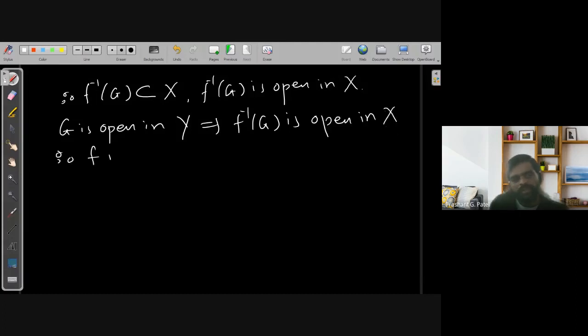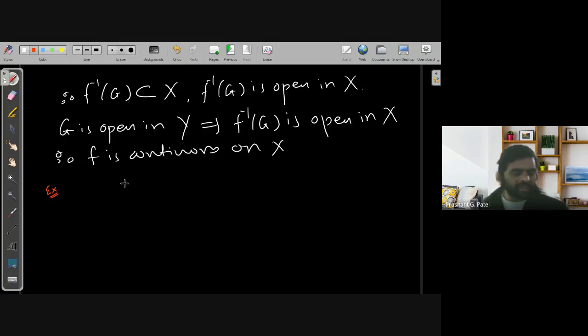Therefore, F is continuous on X with a discrete metric. So if any discrete metric is there, then we can say this. Now, a very interesting fact we have is that the inverse image of an open set is open.